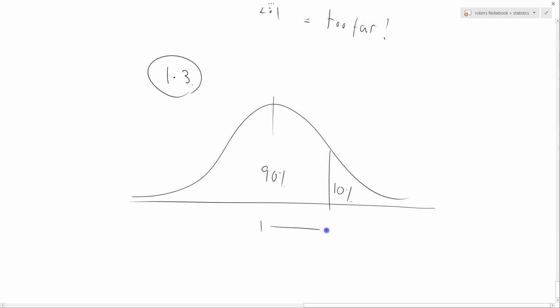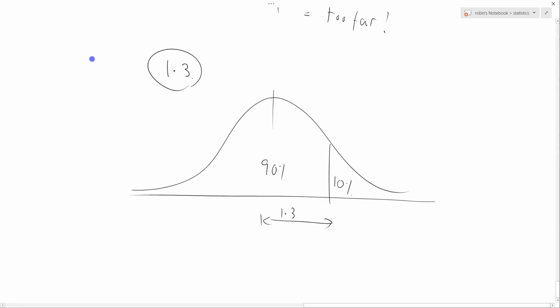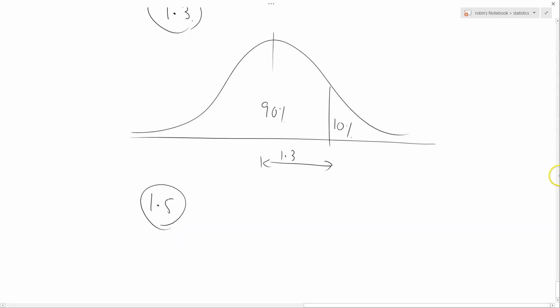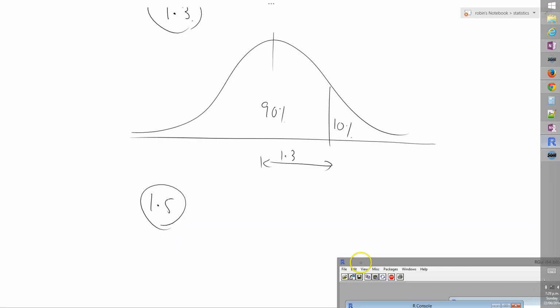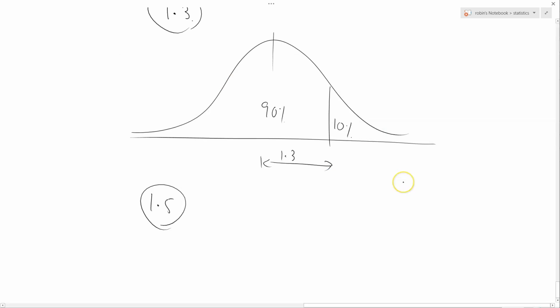And how far have we gone? We've gone 1.3. Well, I could zoom in on it. I could say it's bigger than 1.3 and smaller than 2.1. Let's try 1.5. Here it is, pnorm 1.5. It's 93% and 7%. So it's bigger than 1.5, because we're looking for the 95th percentile, I guess the proper word is.